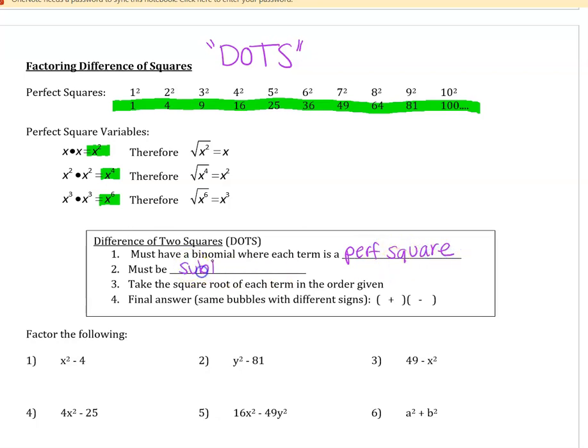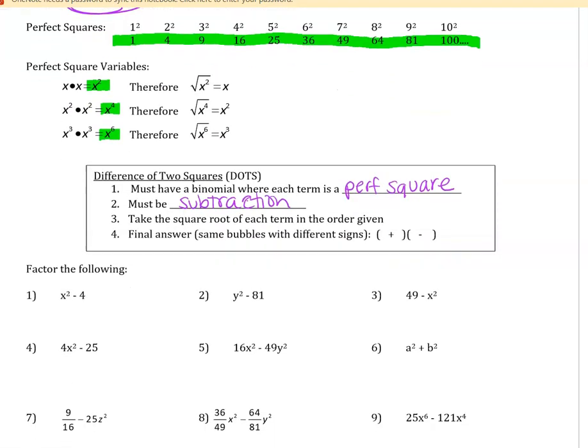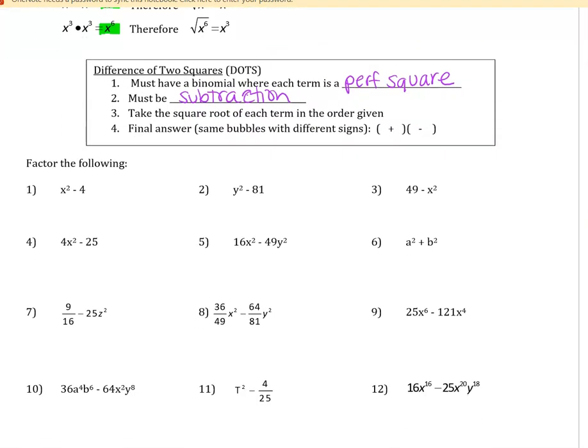It must also involve subtraction. Hence, that's what difference stands for, subtraction. You take the square root of each term, and then your final answer is going to be with the parentheses, but one will be positive and one will be negative. And I'll actually remind you in a second of what that's called. So coming on down, something basic that you would have seen in Algebra 1.